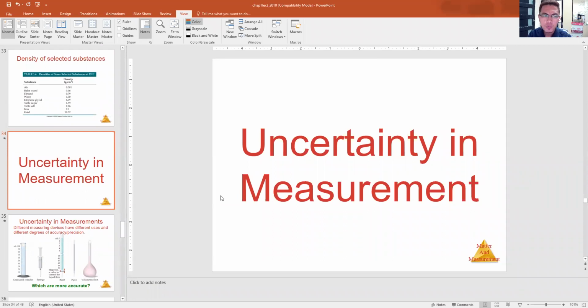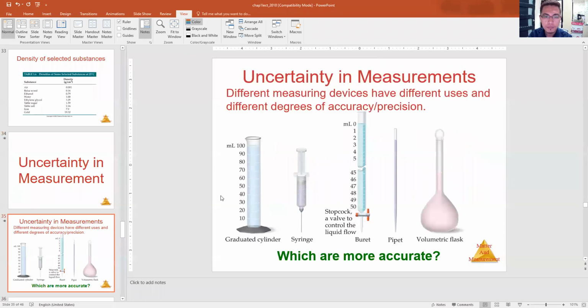Uncertainty in measurement. We're not 100% sure of our measurements, so we call it uncertainty or error in our measurement. This relates to our first activity on which is more accurate. Different measuring devices have different uses and different degrees of accuracy or precision. The difference is that accuracy is how close the data is to the specific amount it should achieve. For example, if we need 100 ml, the data should be at 100. That's the accuracy of that specific data.